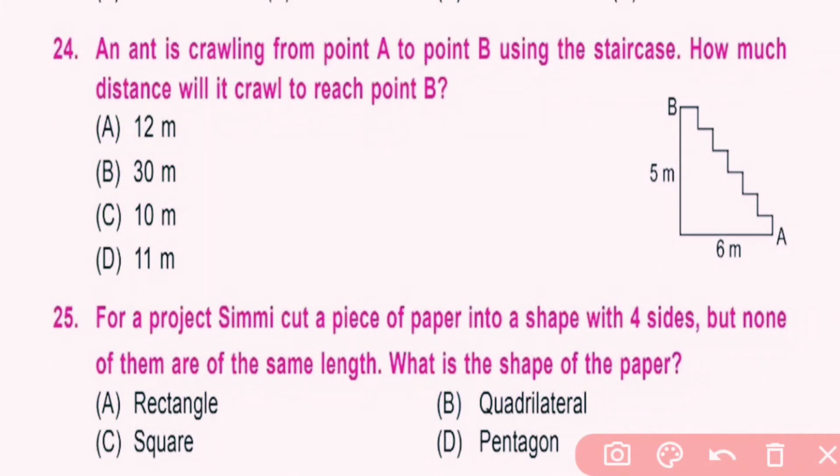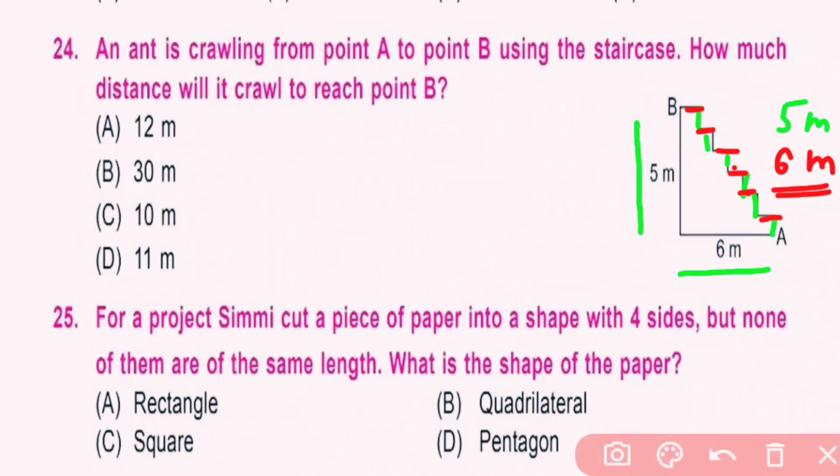Question number 24. An ant is crawling from point A to point B using the staircase. How much distance will it crawl to reach point B? Now this side is 6 meters and this side is 5 meters. To find the distance, we have to find the perimeter. So this distance is 5 meters and this distance is 6 meters, and the addition of these is 11 meters.